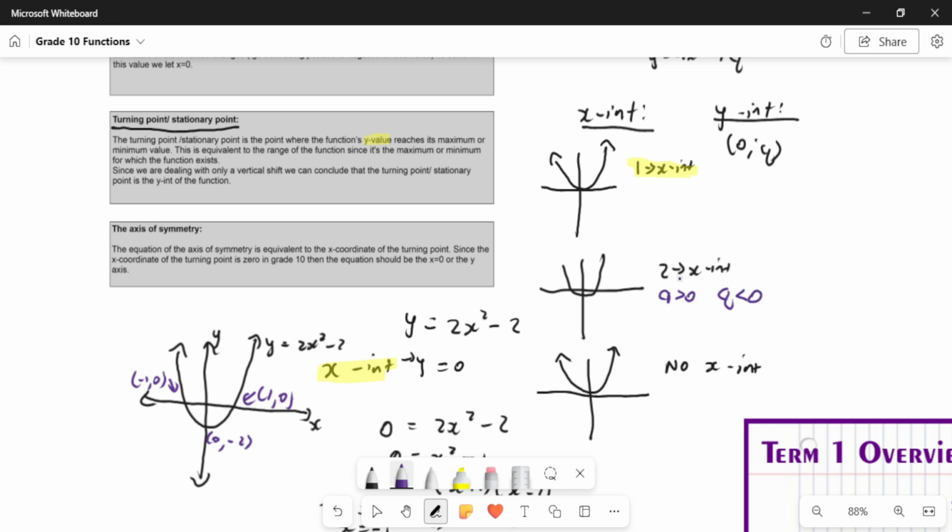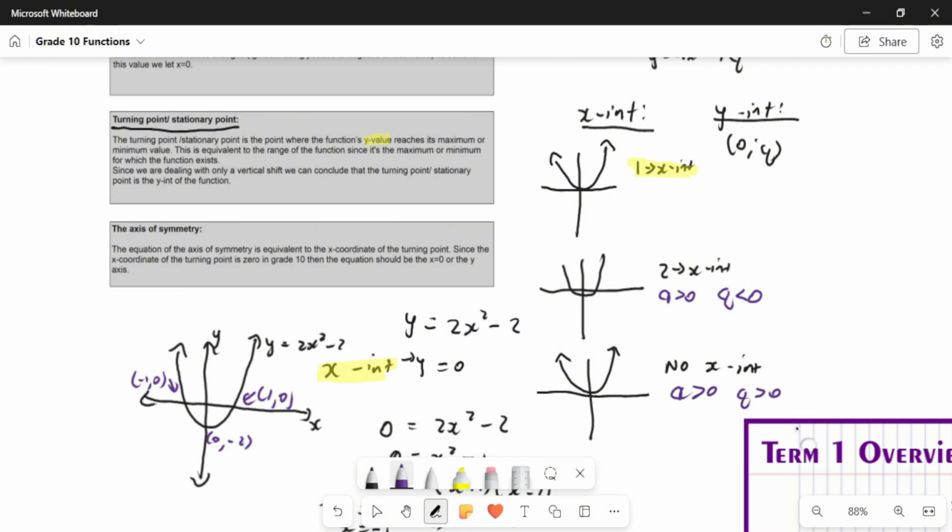Let me say that again. You will get two intercepts if a is greater than 0, so it's a concave up function, and if q is less than 0. Because if you have a concave up function and q is less than 0, that means that this turning point will come a fraction below. It will be negative. It will come a fraction below, thereby cutting the x-axis twice. Here you'll have no x-intercepts if a is greater than 0 and q is greater than 0.